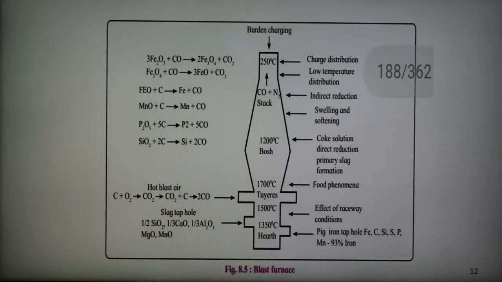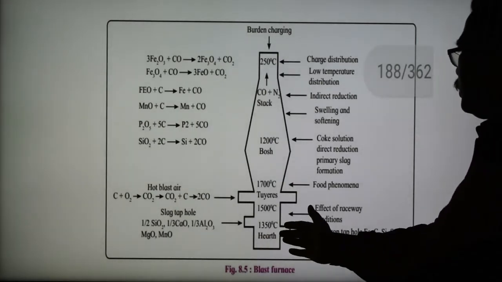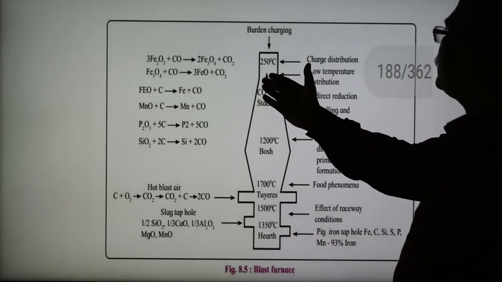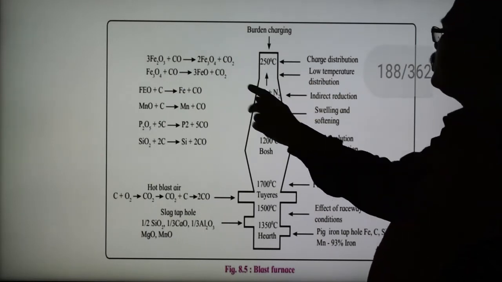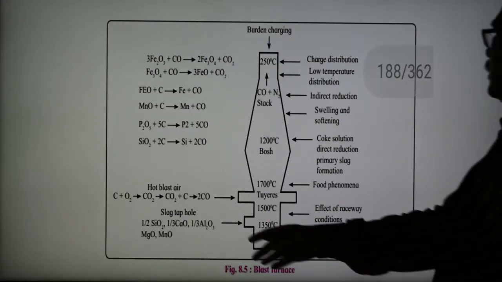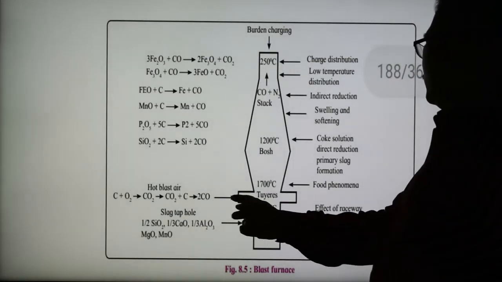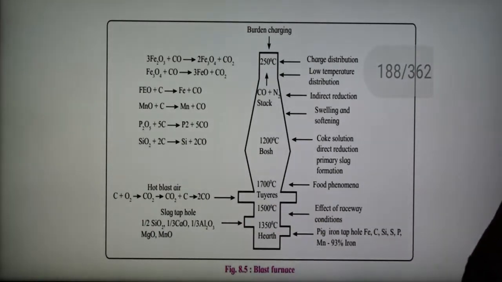Now, shown here are the reactions taking place in the furnace: charge distribution, low temperature, and indirect reductions, and these are the chemical reactions shown. Here there is an inlet for hot blast air, and at the last we get the pig iron. So different temperature zones are shown in these 3 compartments. Here is the arrangement, and here is the charging.